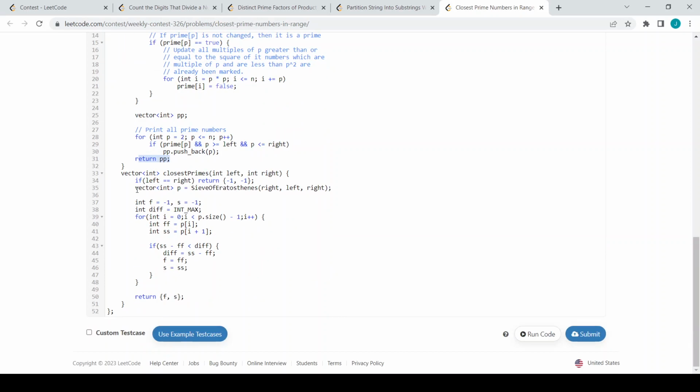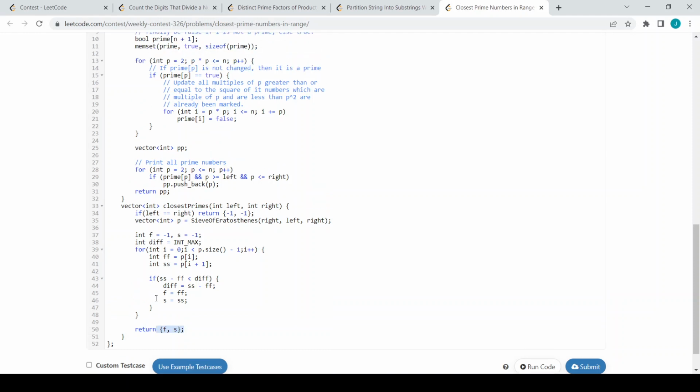So that is going to be my primes vector. Once I have the prime numbers alone within the range left to right, I will calculate the adjacent pairs' difference. I have kept a difference variable which is initially the maximum value, and I'm running a for loop from 0 to p dot size minus 1. I'm taking the adjacent numbers as ff and ss, and I'm taking the difference. If my difference is lesser than the stored difference, I update the difference, and I also update the f and s variables. At the end of the day I'm returning f and s.